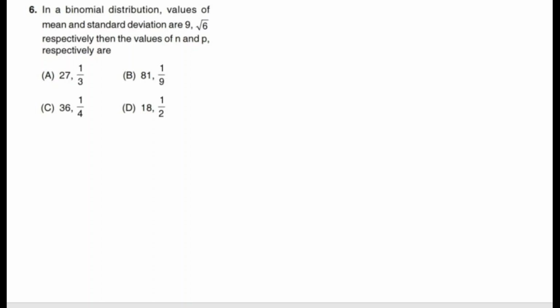What we have in the next question: in a binomial distribution, the values of the mean and standard deviation are 9 and root 6 respectively. Then the values of n and p respectively are... In a binomial distribution, what is the mean? We must know these formulas. Mean, represented by mu, is equal to n into p, and the standard deviation sigma is equal to the square root of n p q. I have told n is the number of independent trials, p is the probability of success of a single trial, and q is the probability of a failure of a single trial.